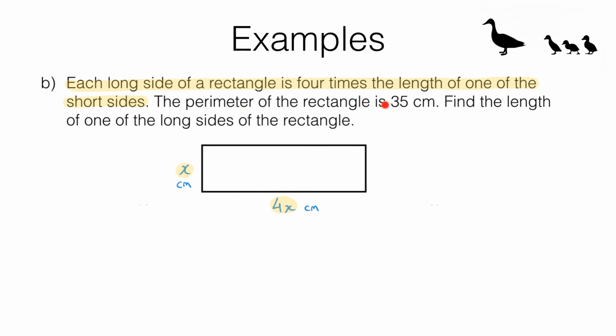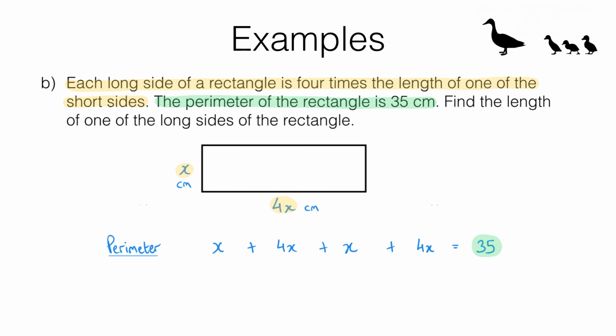The perimeter of the rectangle is 35 centimeters. Now we can write an equation to solve. Think about this. What is the perimeter of this rectangle in terms of x? Well, it's going to be x plus 4x plus x plus 4x. And from the question, we know that this must be 35 centimeters. So all of this here must equal 35.